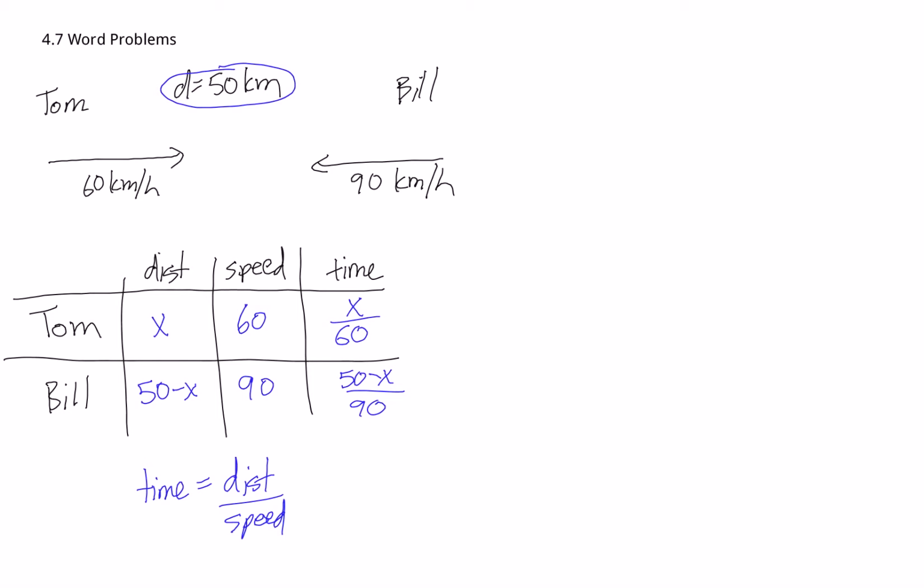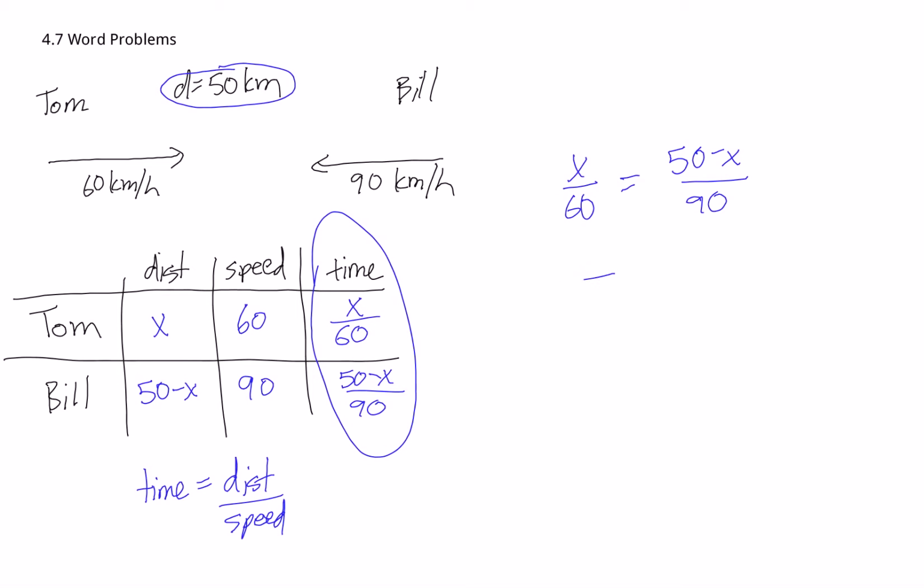Okay, so once you have your chart filled out, the next thing is to make your equation. So like I said, you always want to use the time column because time is going to be the same for both, right? Each guy's driving a different distance, each driving different speed, but they're going to get there in the same amount of time because they're meeting in the middle. So in this case, you'd want to write your equation as the time for Tom, so that's x over 60, and that has to be the same as the time for Bill, 50 minus x over 90. So we just write those two expressions being equal to each other. Now we have our rational equation.